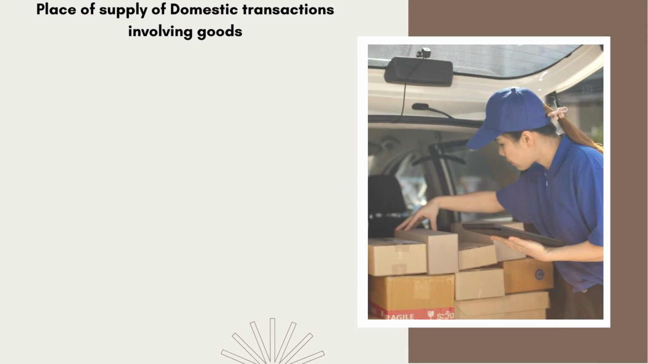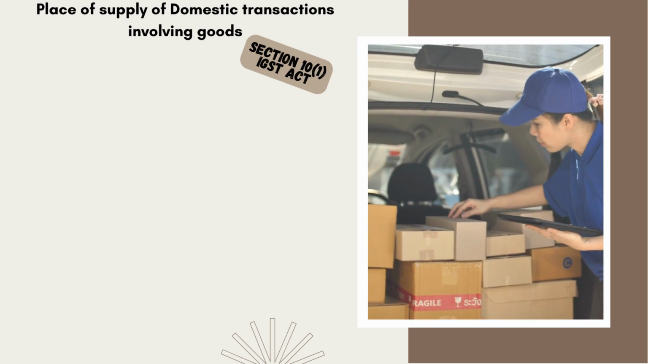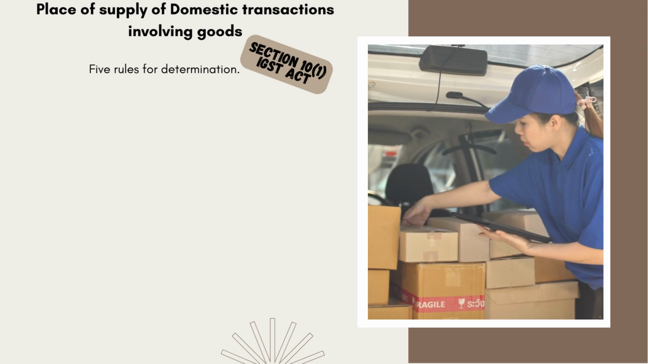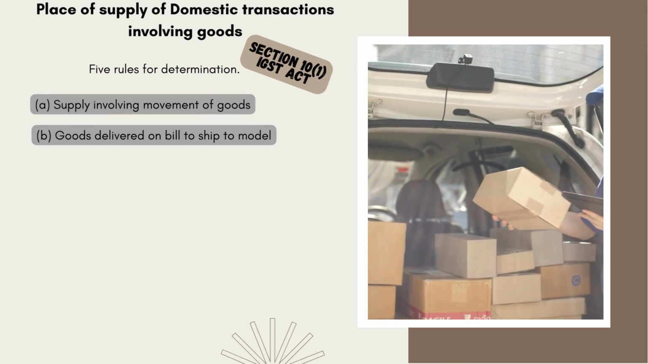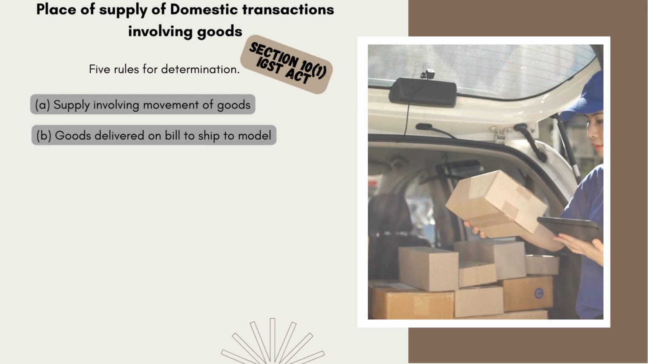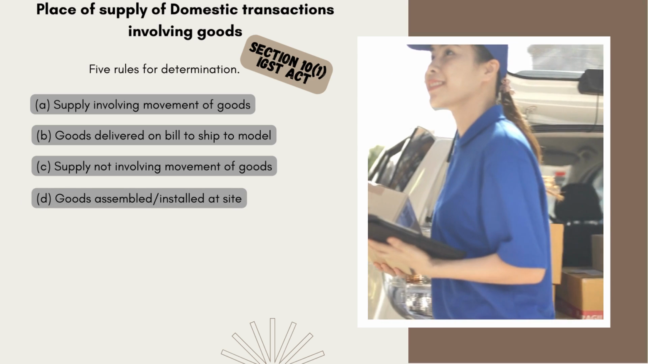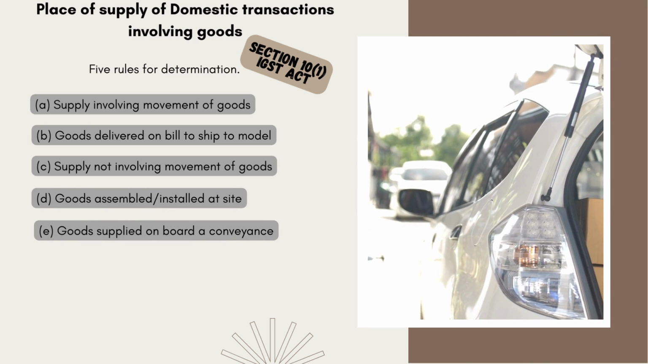Place of supply of domestic transactions involving goods. Section 10(1) of the IGST Act has provided 5 rules for determination of place: supply involving movement of goods, goods delivered on bill to ship to model, supply not involving movement of goods, goods assembled or installed at site, and goods supplied on board a conveyance.